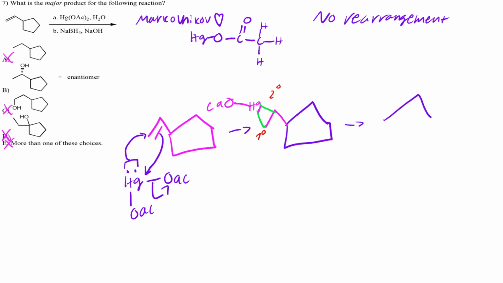So what we have now is a cyclopentane and some mercury with an acetate. And right here, you should have some water, just hanging out. And it sees this positive carbocation that you made. It's going to be really attracted, and it's going to be attacking it.